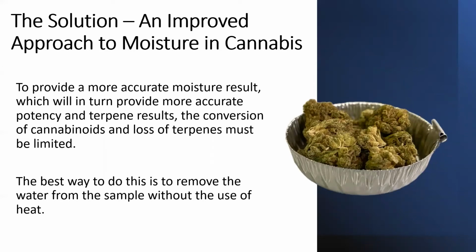However, if you boil off the water, you also compromise the sample and cause chemical changes that will drastically impact the moisture results. Therefore, in order to provide a more accurate moisture result, which will in turn provide a more accurate potency and terpene result, the conversion of cannabinoids and loss of terpenes must be limited during the drying process. Basically, the methodology that is used needs to be able to remove the water from the sample without the use of heat.